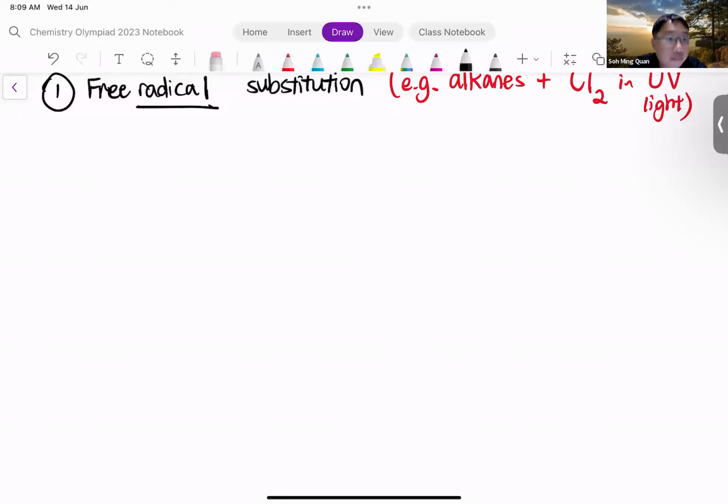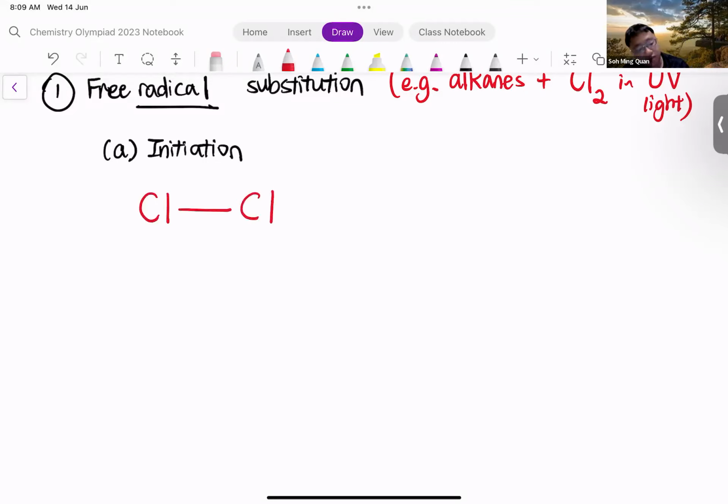There are a number of steps. The first step is called initiation. Initiation is the first step of the mechanism. In this first step, the chlorine-chlorine covalent bond, the covalent bond present in Cl2, breaks.